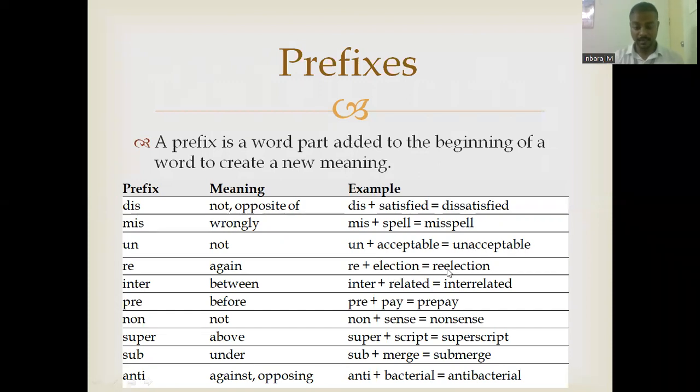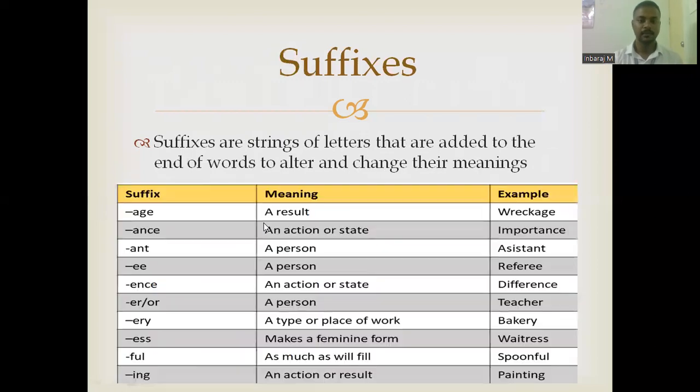Election, re-election, and how is this word formed? It's formed by adding the prefix re, meaning again, to the already existing word election to form a new word, re-election. So this is one way of forming new words in the English language, and that is adding prefixes to already existing words.